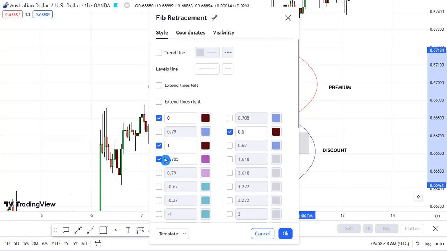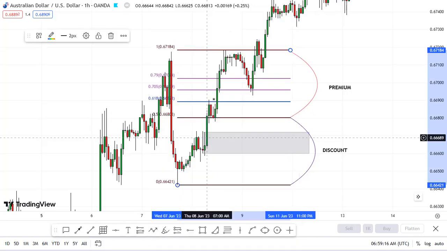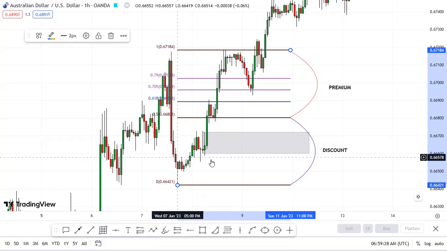And you make sure you have ticked only these points: 0.705, 0.79, and 0.618. You make sure those are there, mark the points. You see they are at the top, but we are expecting to buy, and we are expecting to buy in a discount zone, so they should be down here, below here.